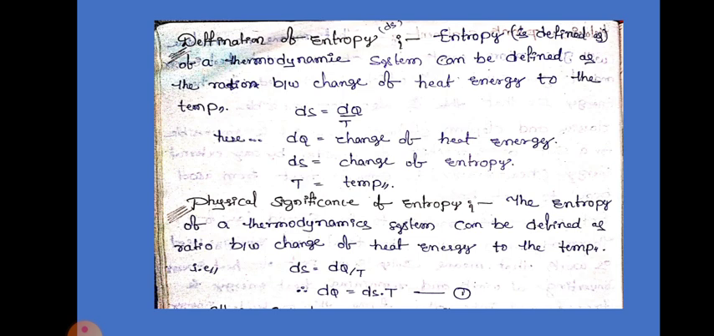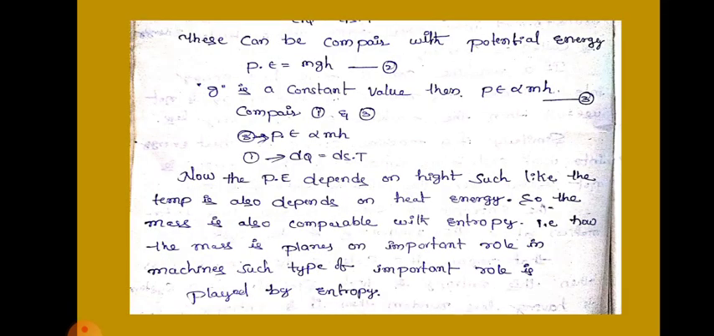So next one, physical significance of entropy. The entropy of a thermodynamic system can be defined as a ratio between change of the heat energy to the temperature, that is dS is equal to dQ by T. Therefore dQ is equal to dS into T. So this is equation number 1.